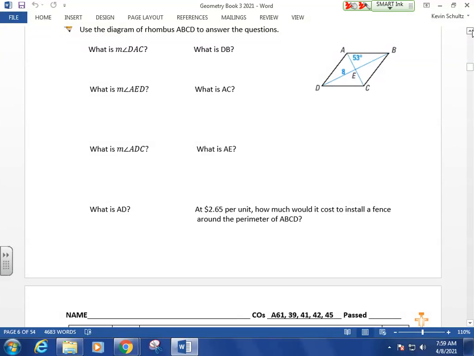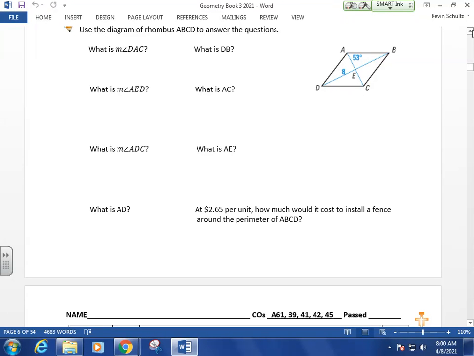You know that AB is congruent to BC, is congruent to CD, is congruent to DA, right? All 4 sides are congruent. You know that the diagonals in the middle, like DE is going to be congruent to EB, and AE is going to be congruent to EC, right? Because the diagonals bisect each other.